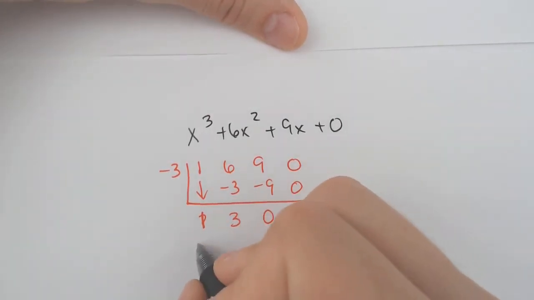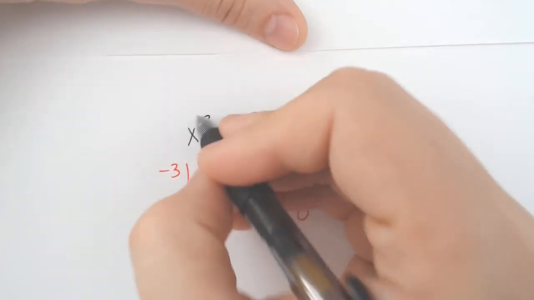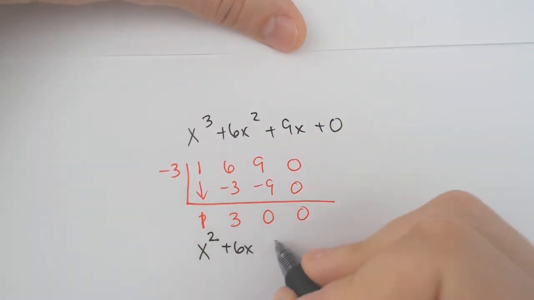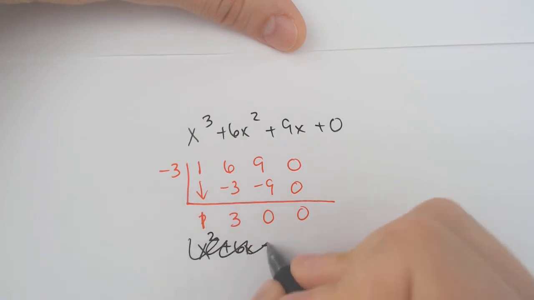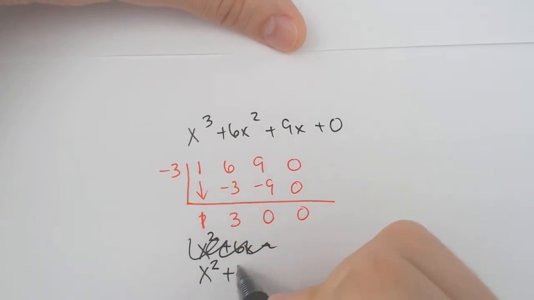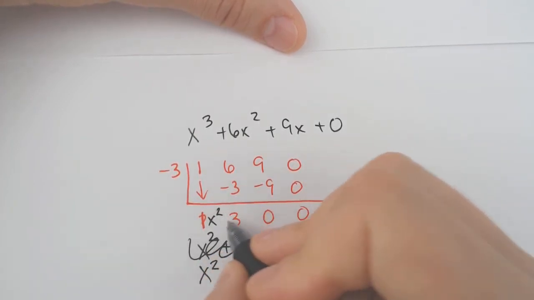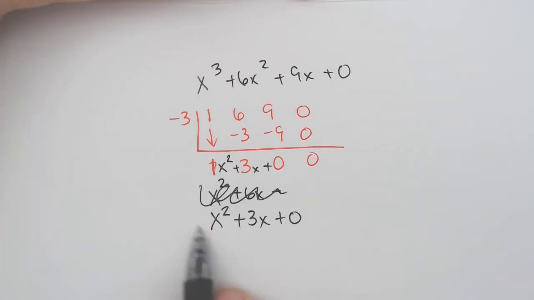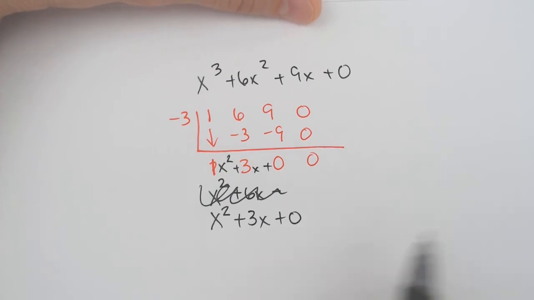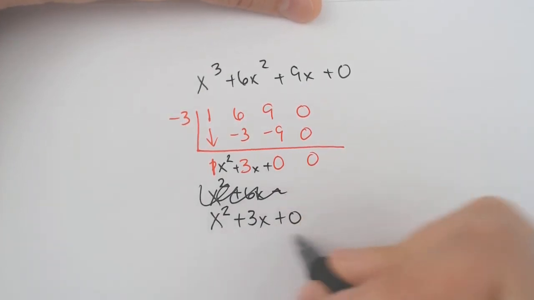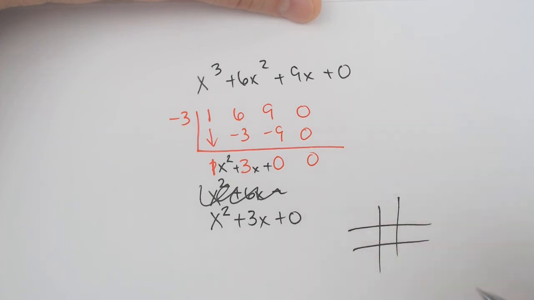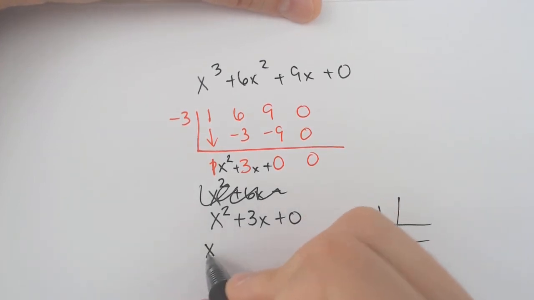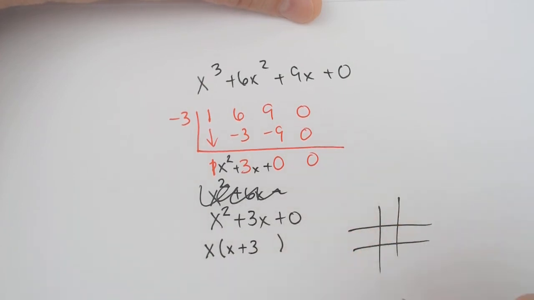So we got x squared now because it was x to the third plus 6x squared. X squared plus 3x plus 0. And then from here, if you get it down to an x squared, then you can factor it. And if you factor this one, you could use the entire tic-tac-toe board. But you could also realize that both of these have an x term, and if you factored out an x, you would be left with an x plus 3. And then you'd set it equal to 0.